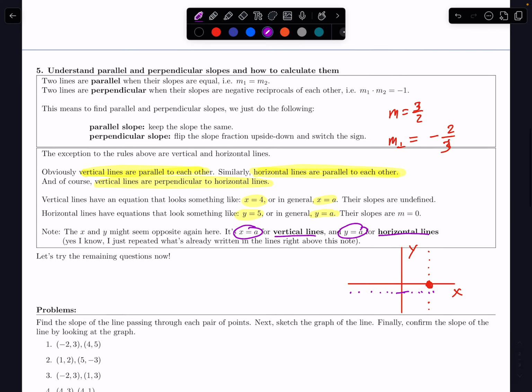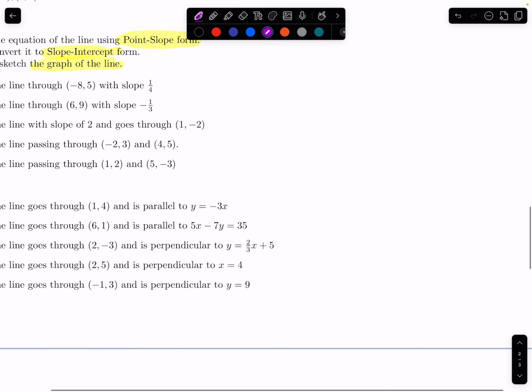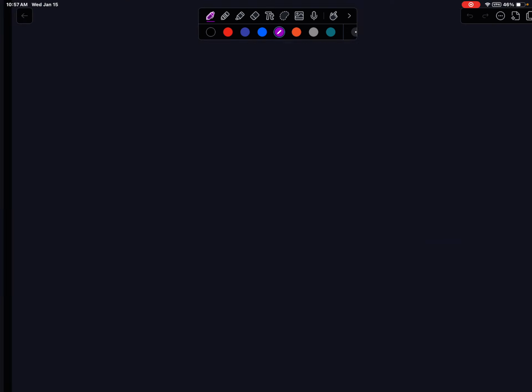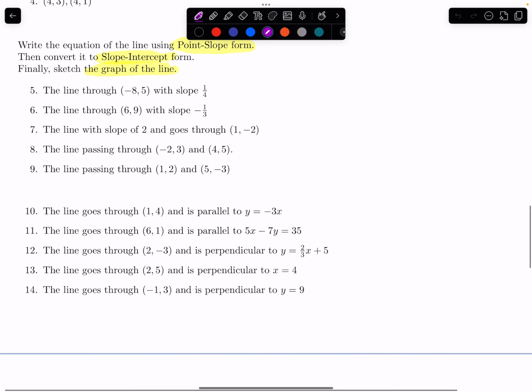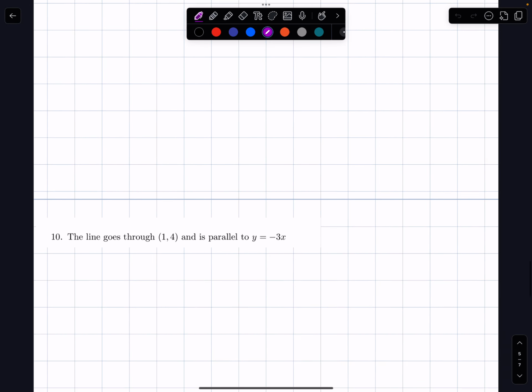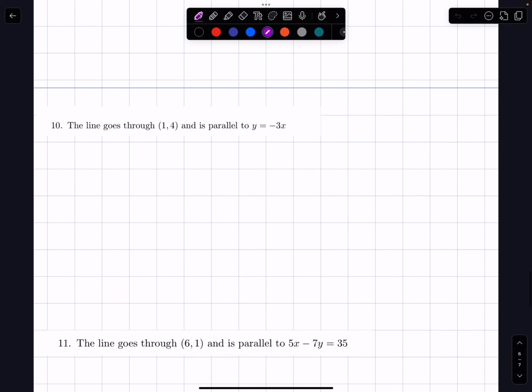Okay, that's the theory. Let's go on to the questions now. 10 through 14, we got 5 more, and then we're out of here. And I prepped it on my other page. So, oops, wrong one. Let's go 10 through 14.